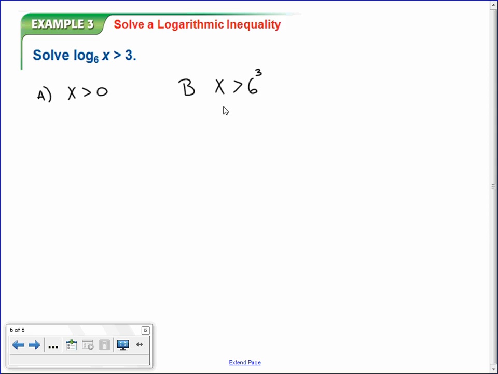And so if I take x is greater than 6 to the 3rd power, that's going to be 216. Well, naturally, because x is greater than 216, it's going to be bigger than 0. I do not need this answer. Right here is my final solution. But let's look at what happens if this sign were turned around.